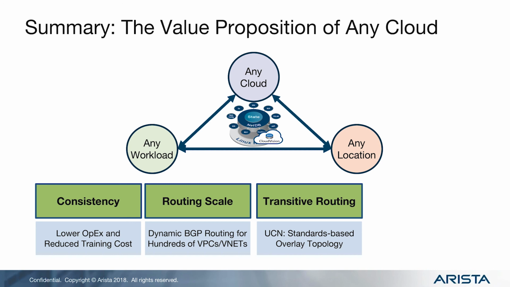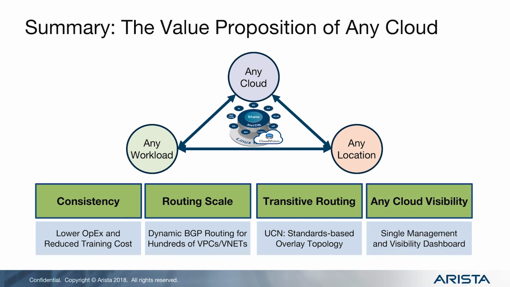Number three is transitive routing. Now that same spine leaf design that we have implemented in the data center that is scalable and reliable, we are going to have the same leaf spine, scalable and manageable design for the cloud.